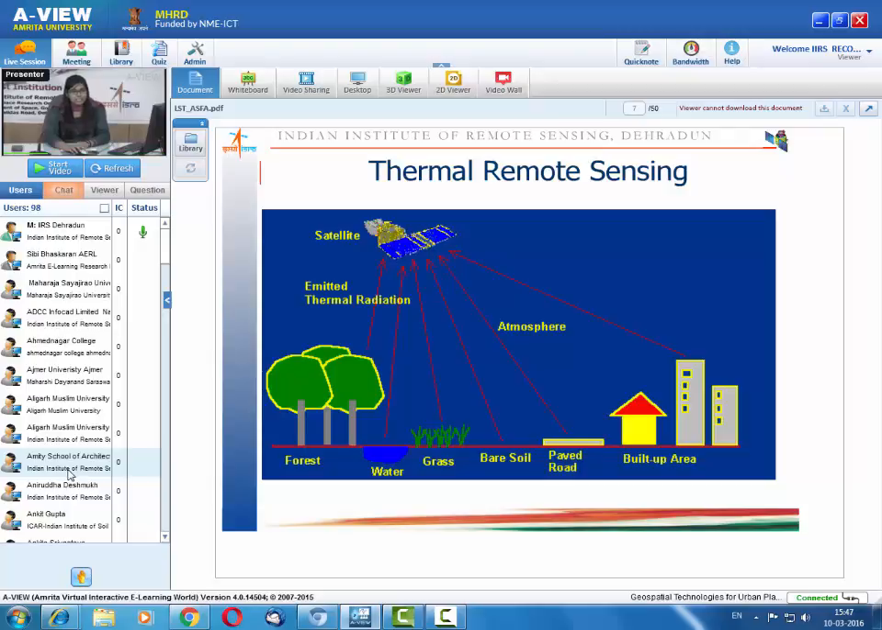Again, in thermal remote sensing, what happens? The atmosphere has no role to play, because it works on the principle of not reflectance but the kinetic temperature. So all the surface properties will have certain radiation, and that will be the emitted thermal radiation. So in thermal remote sensing, we are focusing on the emitted thermal radiation. And this emitted thermal radiation is dependent upon the character of the surface, and that factor on which it is dependent is known as emissivity. We will read about all these topics in the slides to come.